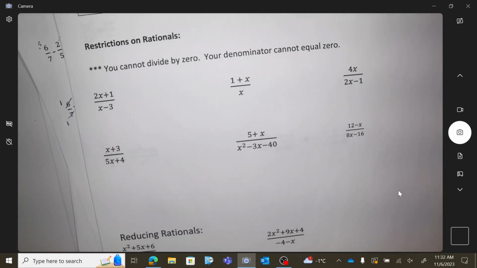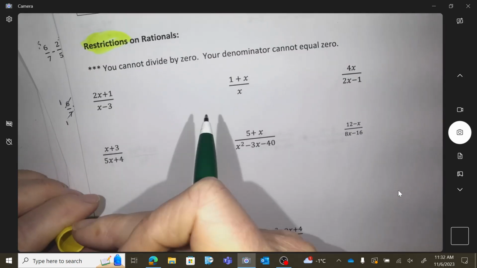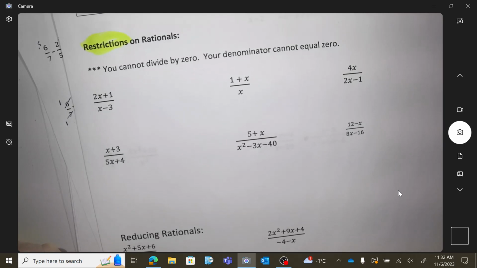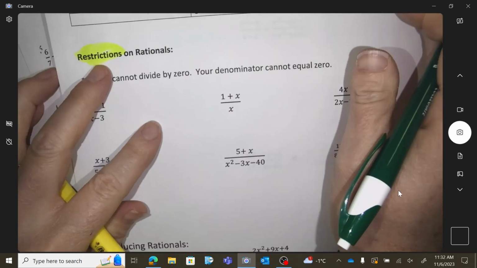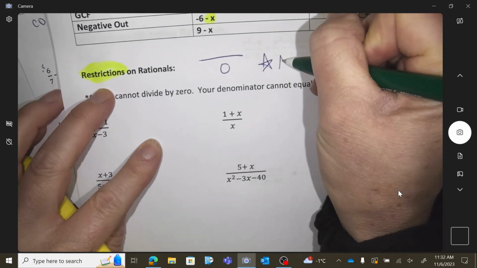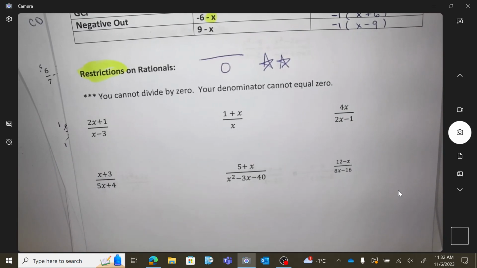Okay, restrictions. So what is a restriction? It's something you cannot do in math. And when we talk about fractions, what's the big no-no? What's the thing we can't do with fractions? Divide by 0. That's the thing I'm worried about. Fractions, you can't divide by 0.